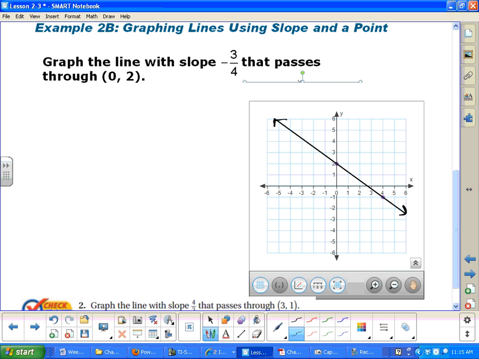So always put the point first and then the slope. And remember, now I've seen people do this. Remember, the slope goes from that original point. It doesn't go to the origin and draw the slope. Okay? All right, it goes from that point.